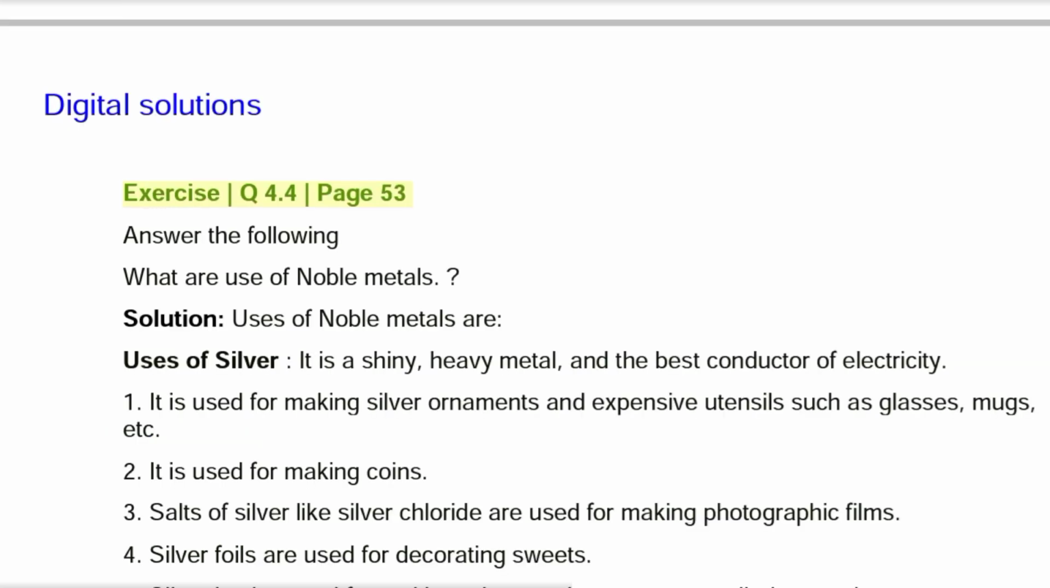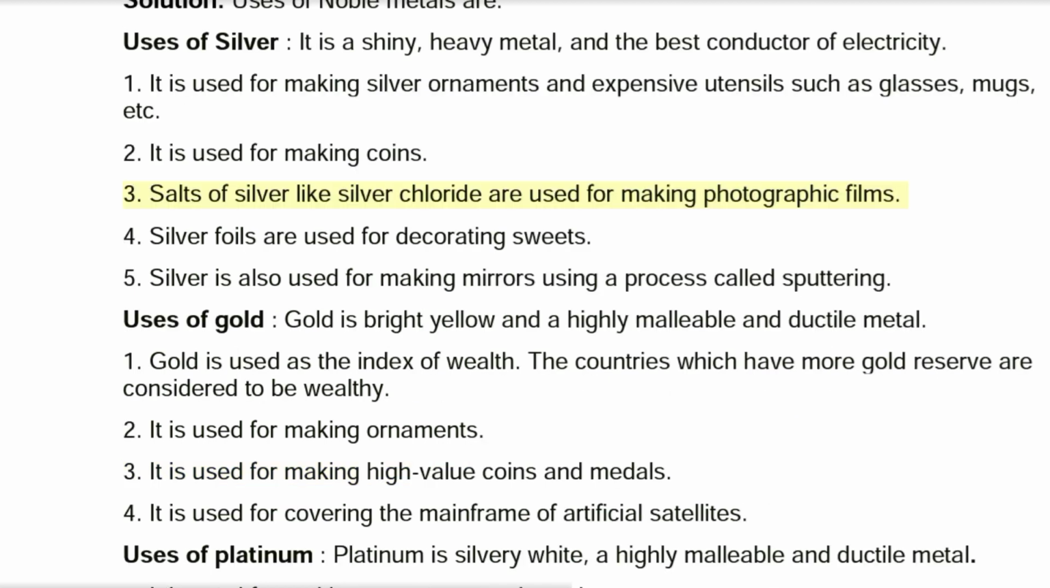Exercise Q4.4, page 53. Answer the following. What are the uses of noble metals? Solution. Uses of noble metals are. Uses of silver. It is a shiny, heavy metal, and the best conductor of electricity. 1. It is used for making silver ornaments and expensive utensils such as glasses, mugs, etc. 2. It is used for making coins. 3. Salts of silver like silver chloride are used for making photographic films. 4. Silver foils are used for decorating sweets. 5. Silver is also used for making mirrors using a process called sputtering.